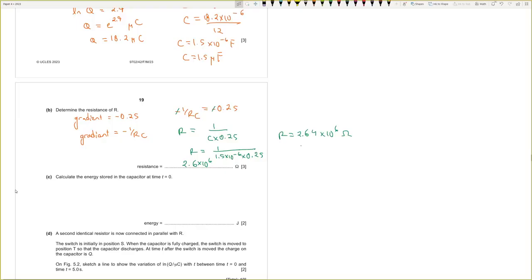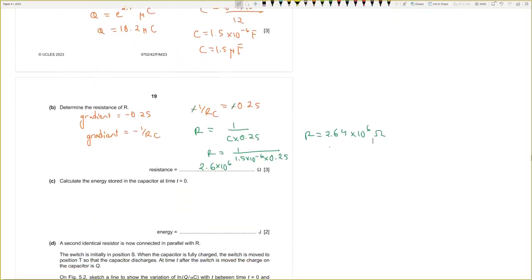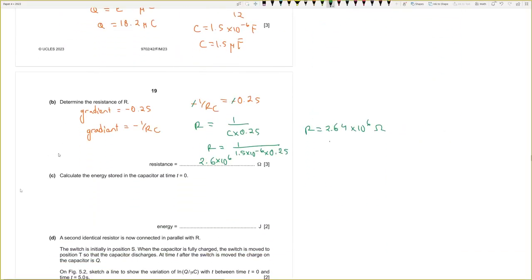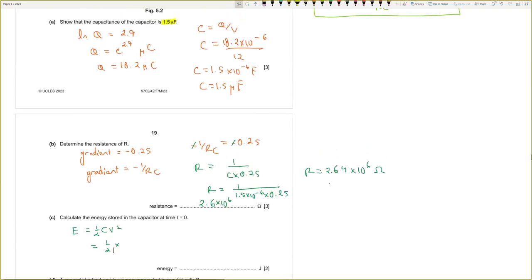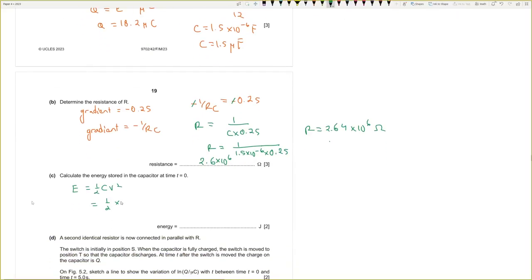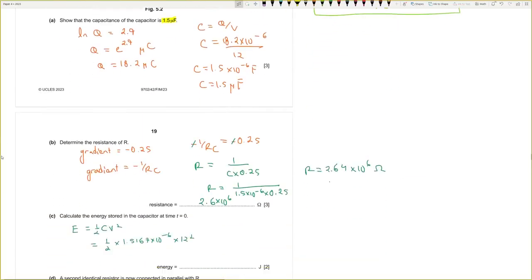Calculate the energy stored in the capacitor at a time t0. So what's the formula for energy? Energy is equal to half CV square. So we can just opt for half into the value for C. You could also use half QV, that's fine. But we've got to use the accurate value for C, which is 18.2 times 10 to the power minus 6 divided by 12, which is 1.5167 into 10 to the power minus 6, times 12 square, right? That's our initial voltage, 12.